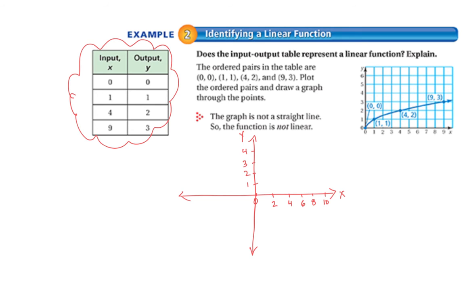I'm going to go ahead and now plot my points. I have the point 0, 0. That's right there. I have the point 1, 1, which would be right here. When x is 4, y is 2, a point right here. When x is 9, which is right here, y is 3, that brings me right there. And if I connect these dots, I notice that I'm actually getting a curved line. So this is not a linear function because I'm getting a curved line out of it.